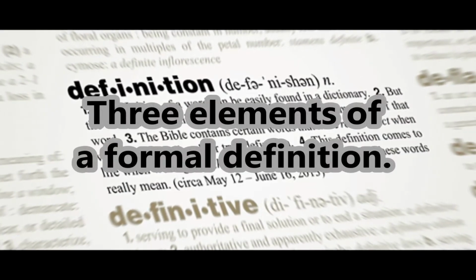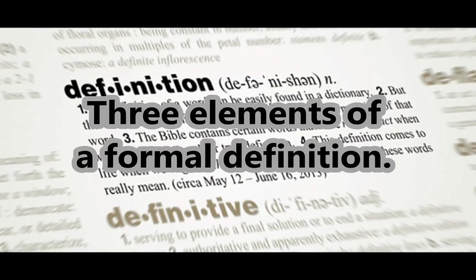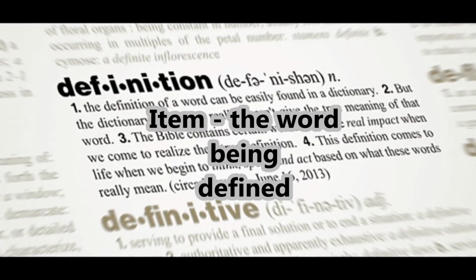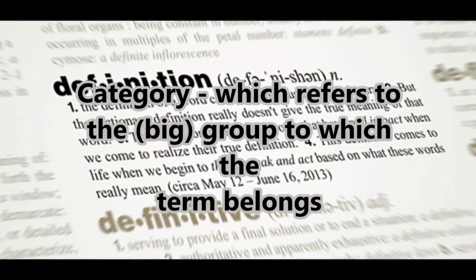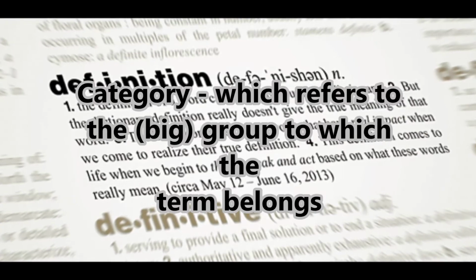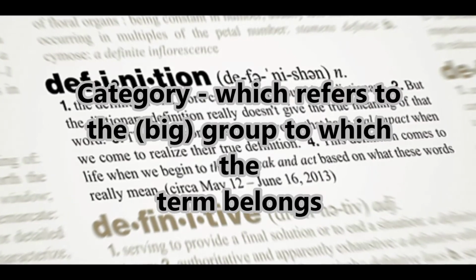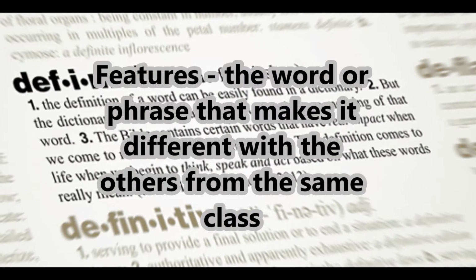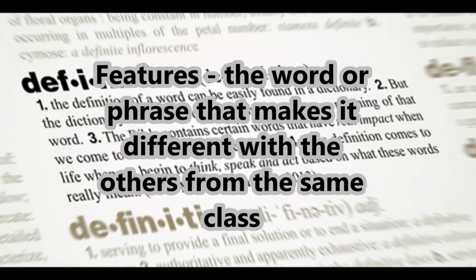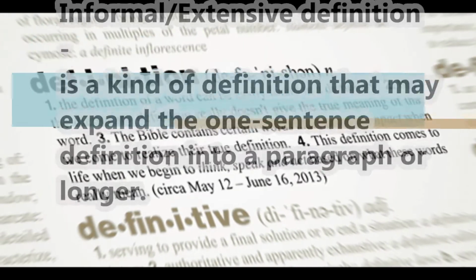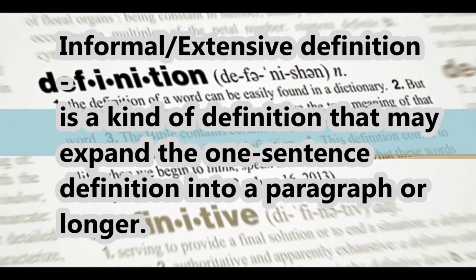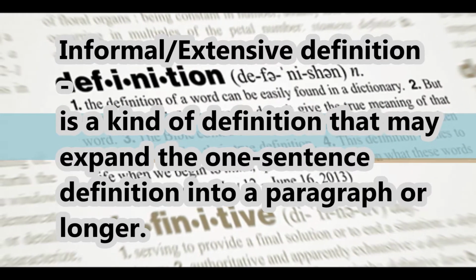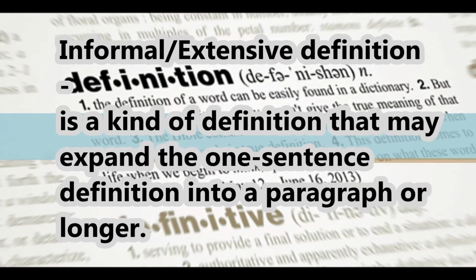The three elements of a formal definition are: item, which is the word being defined; category, which refers to the group to which the term belongs; and finally, features, the word or phrase that makes it different from others of the same class. Informal or extensive definition is a kind of definition that may expand the one-sentence definition into a paragraph or longer.